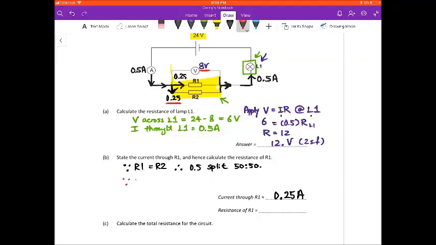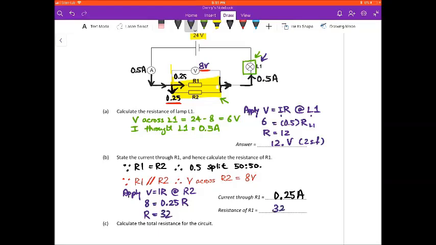So because R1 is parallel to R2, your voltage across R2 is 8 volt. Same thing, I will apply V equals IR at R2. So V at R2 is 8, I at R2 is 0.25. I can find my R. Once I do that, I will get 8 divided by 0.25. I will get 32. So here I will write 32 ohm.